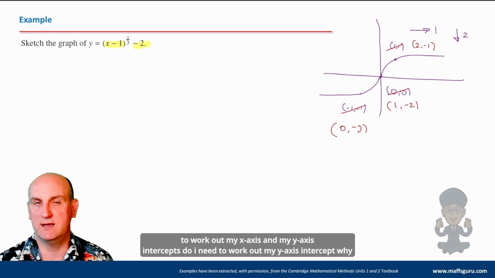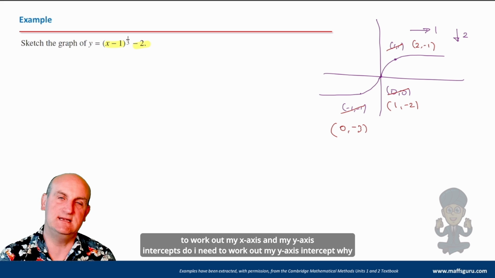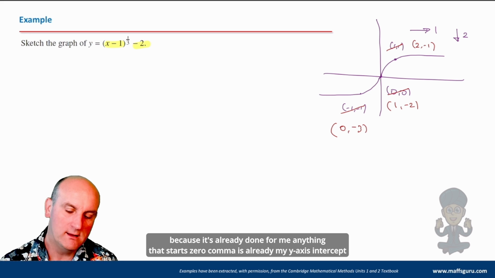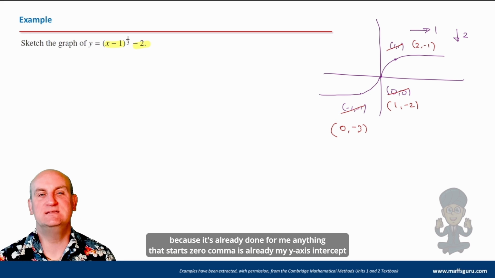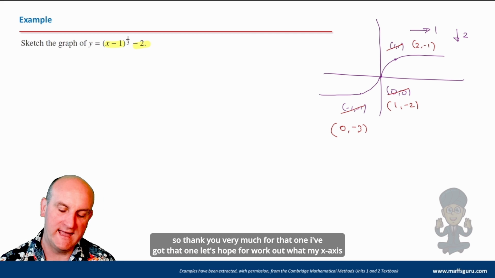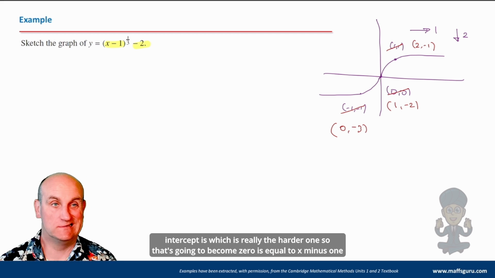But what else do I need to work out? My x-axis and my y-axis intercepts. Do I need to work out my y-axis intercept? Why? Because it's already done for me. Anything that starts with 0 is already my y-axis intercept. So thank you very much for that one. I've got that one. Let's hopefully work out what my x-axis intercept is, which is really the harder one.